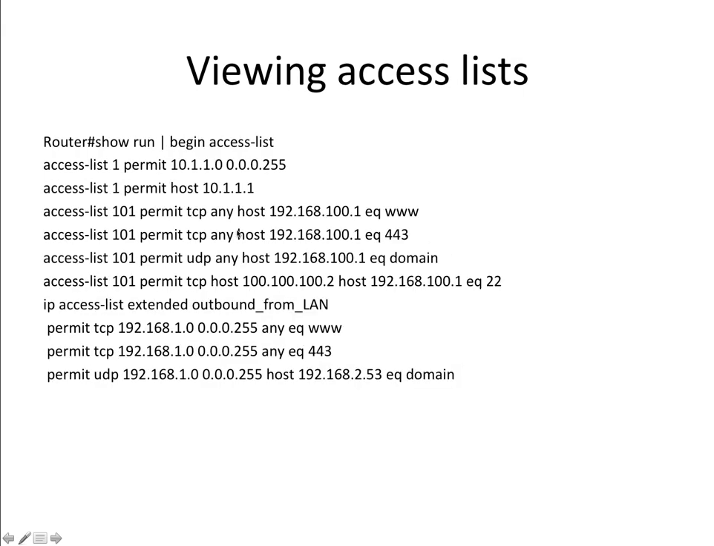Another way to see the access list is you can do show run. And if you just want to get to the part where the access list is, you can use this pipe character and type begin access-list, and that'll take you to the first place it finds access-list in your config. That might be a new thing. We haven't talked about that before. So then you can see the access lists in their native form in the running config.